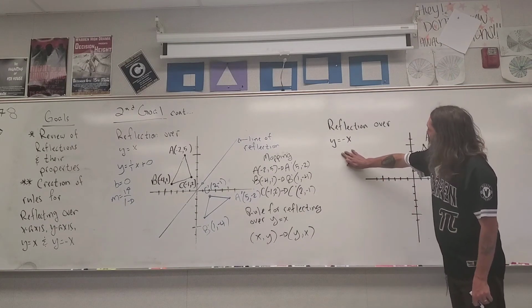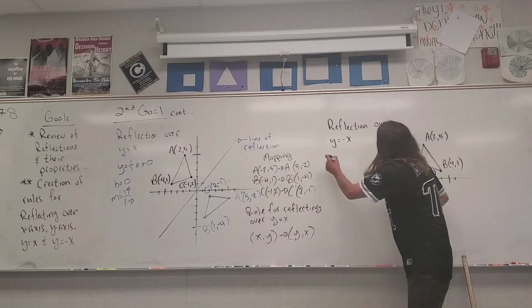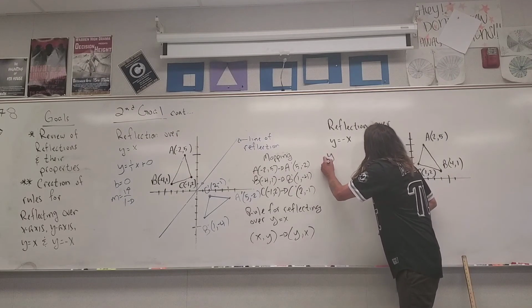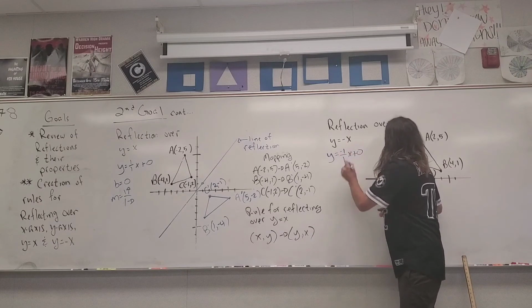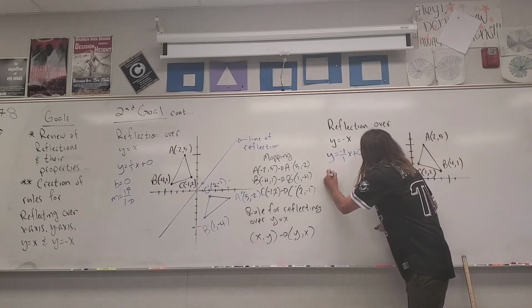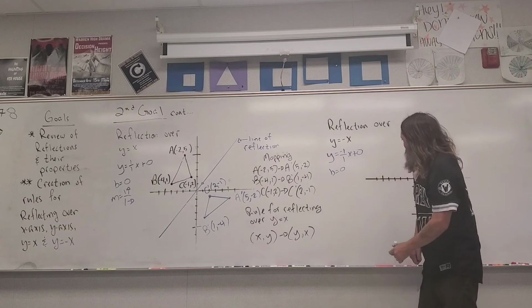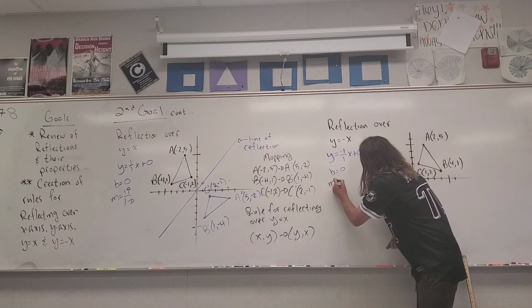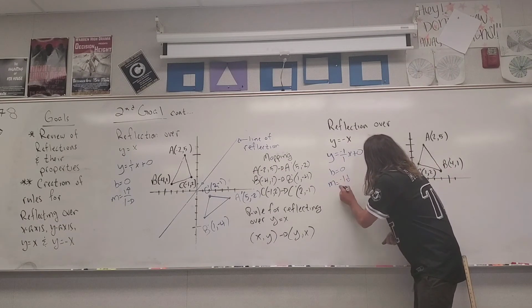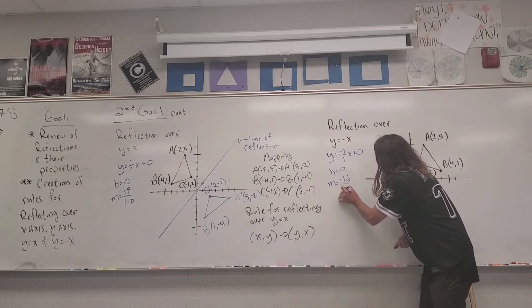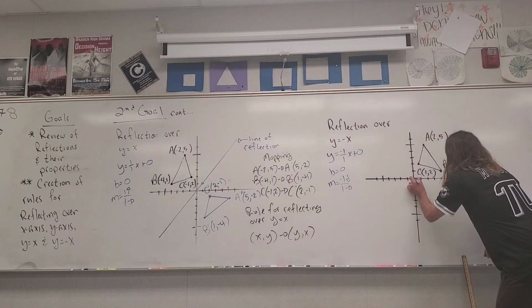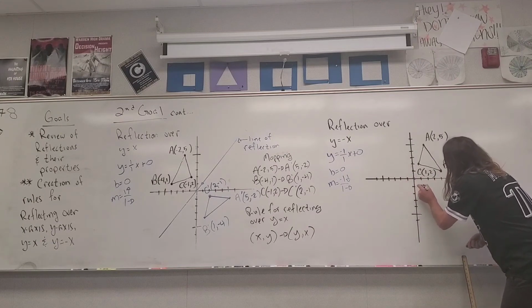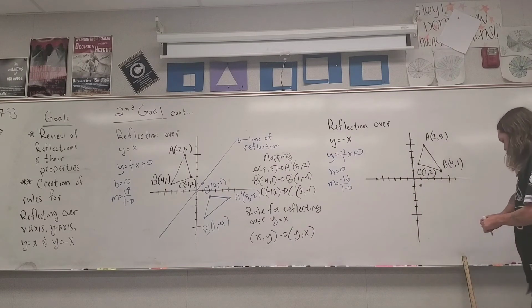All right, so like before, there are hidden numbers, and this equation actually becomes y equals minus 1 over 1 x plus 0. I begin at 0 on the y-axis, and I move down 1 because I'm rising in the negative direction, and I go right 1. So I begin at (0, 0), go down 1, right 1. Let me connect these dots.